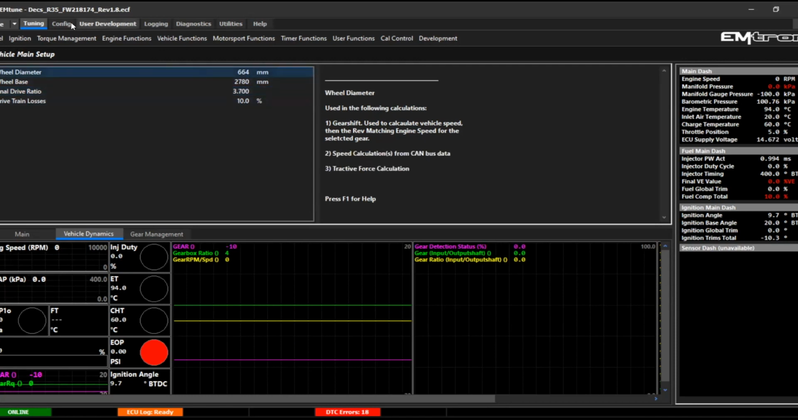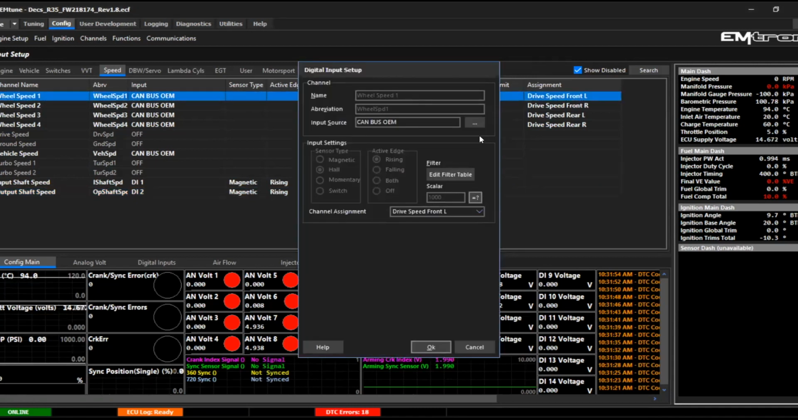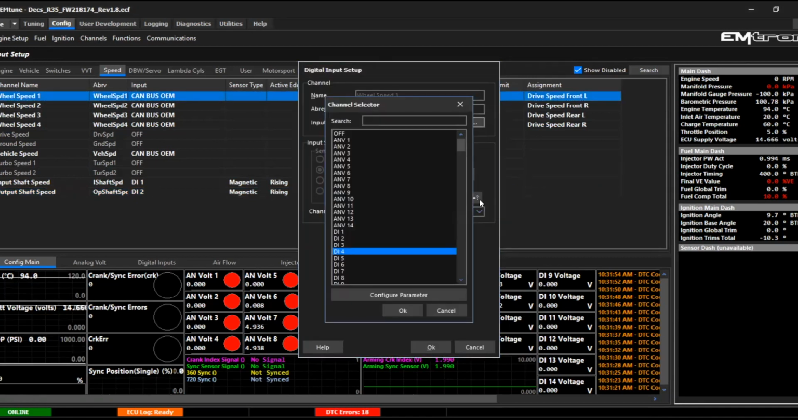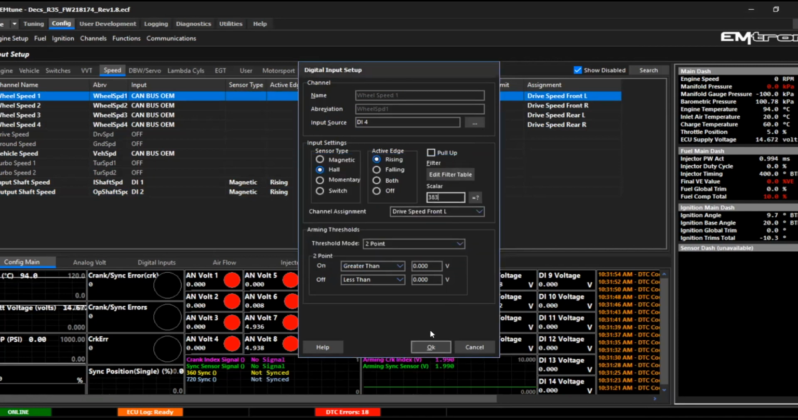Same with the wheel diameter. If you're in the wheel speed setup and you want to figure out the scalar, it'll pull the rolling diameter from that setting elsewhere in the software for you and try to figure out the scalar. So it should make setting up speed sensors far simpler for everyone, which is the idea.